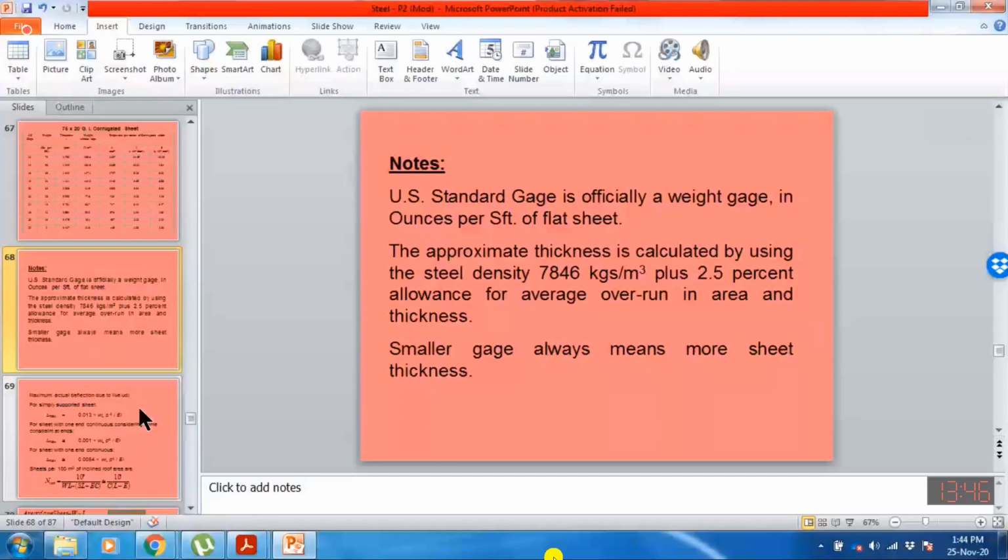Excuse me, sir. Yes. Sir, I think the slides are stuck. Is anybody else having the issue with the slides? Please. Yes, sir.